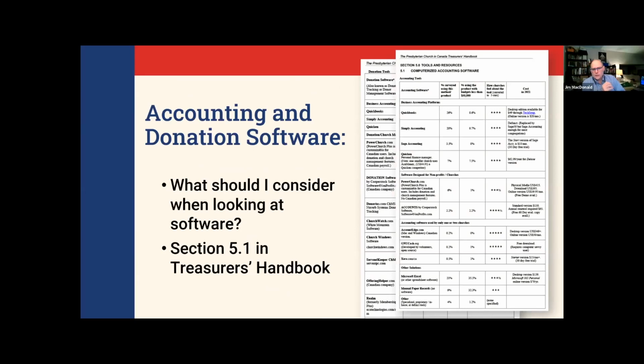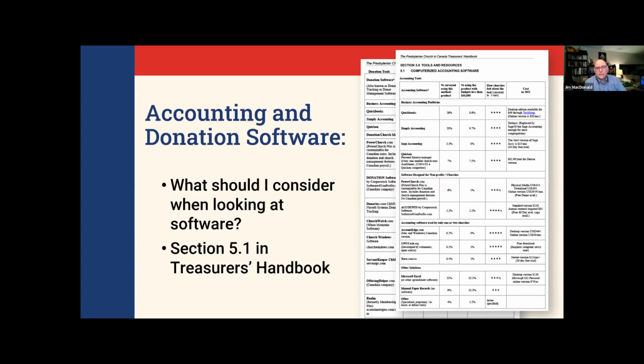Yeah, so the accounting and donation software can really help you build your budgets and produce financial statements. And in the newly updated Treasurer's Handbook, you'll find a table comparing the available software options. In 2021, just this past year, congregations were surveyed to find out what software products they were using for accounting and to keep track of donations. More than 400 churches responded.